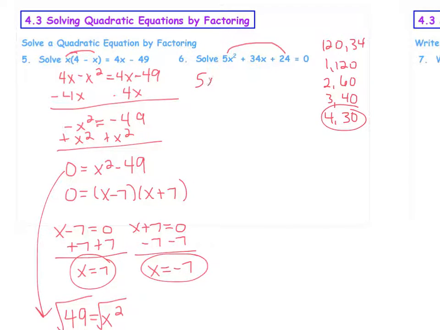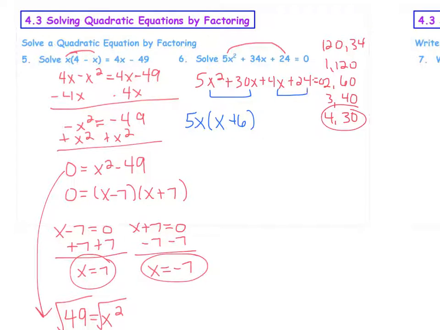So it'll be 5x squared plus 30x plus 4x plus 24 still equal to 0. Ran out of room. And then we factor by grouping. So then we're going to have these two grouped together. So factor out the common factor of 5x times x plus 6.